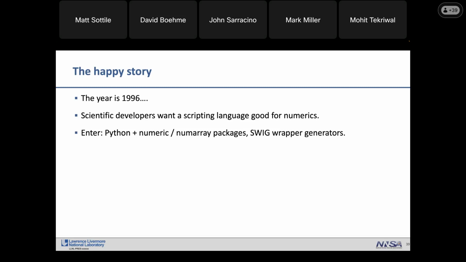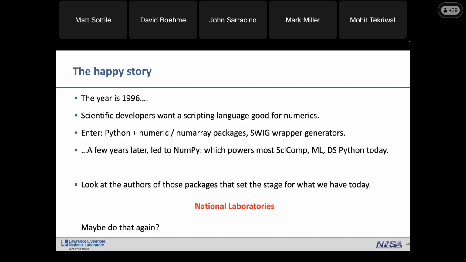And what was cool about this is all of a sudden, 20, 30 years later, we have NumPy, which powers basically most of scientific computing outside of HPC, machine learning, data science. Python is everywhere. And the thing that makes me happy about this is if you look at these precursor things like numeric, Swig, numarray, and you look at the authors, where'd they come from? The national labs were the ones who pushed the limits.